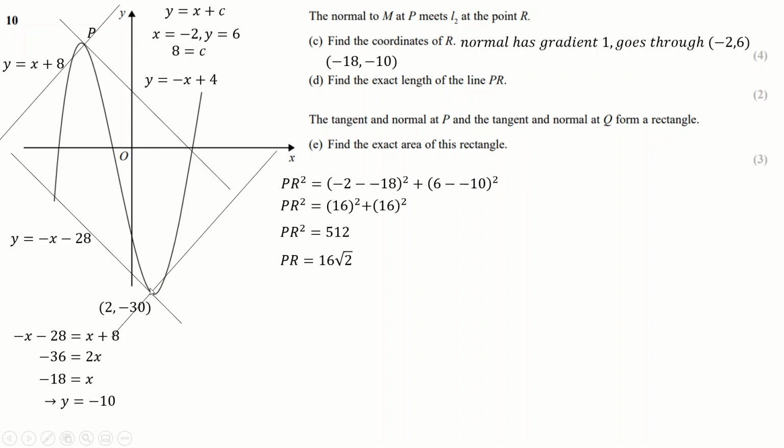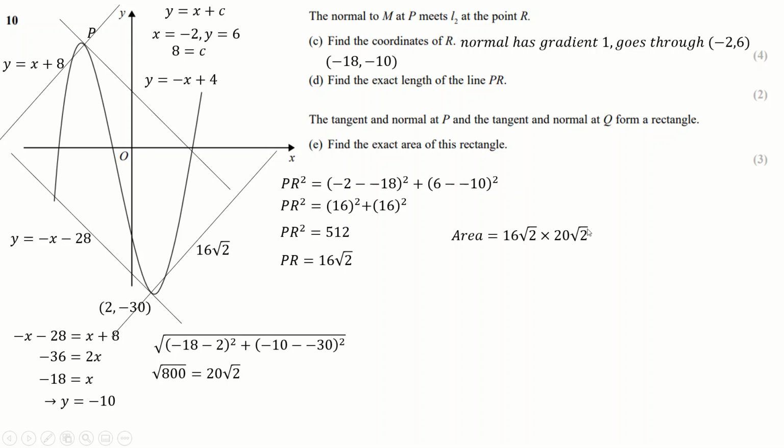Find the length of this line, so it's going to be -18 minus 2 all squared, and then -10 minus -30 all squared. This makes 20 here. The distance between these two things is 20, between -18 and 2. The distance between those is 20. The difference between these is also 20. So this is 20 squared plus 20 squared, which you know is going to be 20 root 2. So we've got 20 root 2, we've got 16 root 2, times those together, root 2 times root 2 is 2, times by 20 is 40, times by 16, well, 4 times 16 is 64, so add the 0, 640.